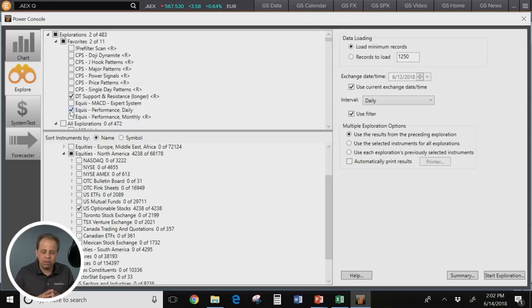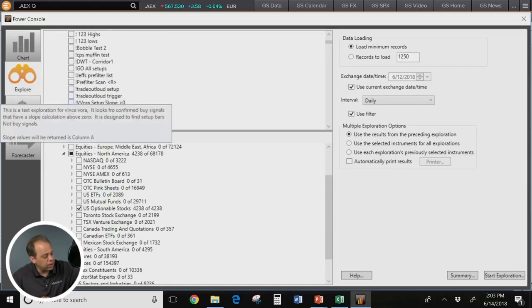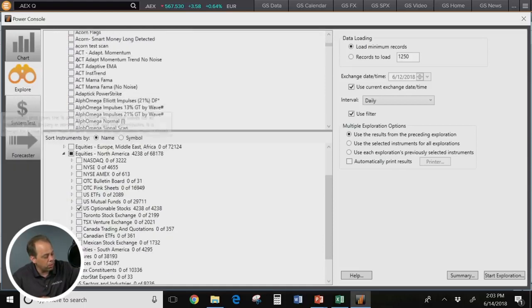What the performance does is it'll tell us which stocks have gone up the most over the last 1 day or 1 month or any set of periods. And you'll notice that there's two different versions of this. There's a performance daily or a performance monthly. Those are the two that we're going to run today, but I want you to see the list of scans that are included here in MetaStock.